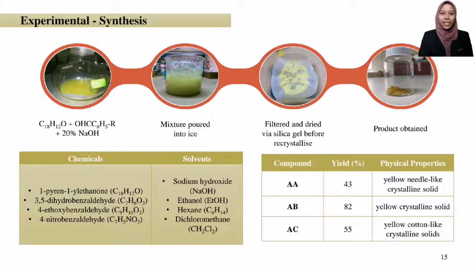For the experimental results, all compounds were successfully synthesized. The AA product obtained is 43% as yellow needle-like crystalline solid, the AB product obtained is 82% as yellow crystalline solid, and the AC product obtained is up to 55% as crystalline solid.